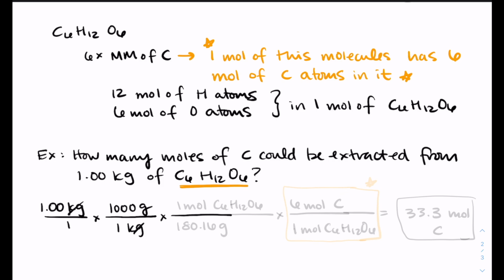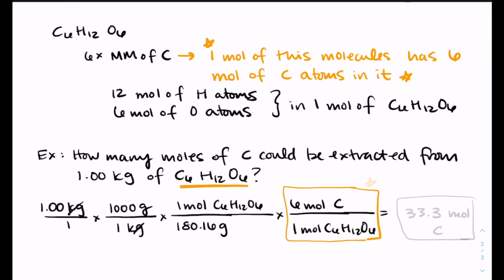So if I were to get a final answer here, I would know how many moles of C6H12O6 are in 1 kilogram. And then the new piece of information that I've added is that in each mole of C6H12O6, I have 6 moles of carbon. And so I can use the formula as a conversion factor here. So 6 moles of carbon on top, 1 mole of C6H12O6 on the bottom. That will cancel out my moles of the molecule and leave me with moles of carbon. And that ends up being 33.3 moles of carbon, which sounds huge, right?